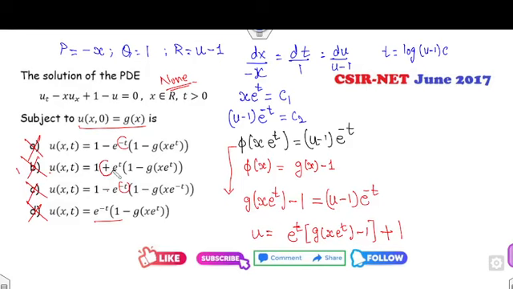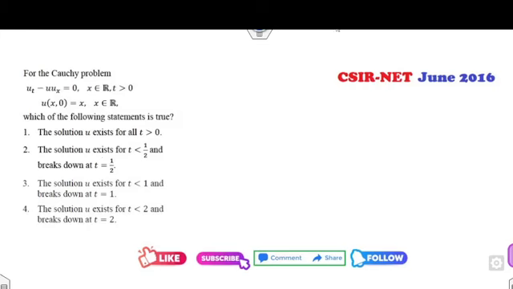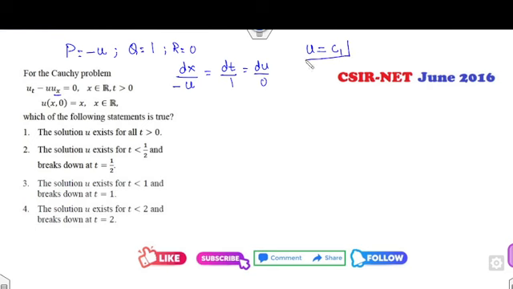Actually, I think this should be the negative sum. Look at this another one. Again, this is the Cauchy equation. P is the coefficient of u_x, minus of u. Q is my 1. R is 0. So now you can find this solution. Minus dt over 1, du over 0. So one solution is my C1.